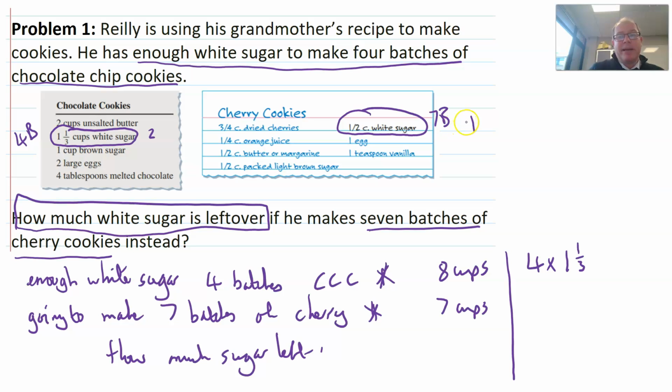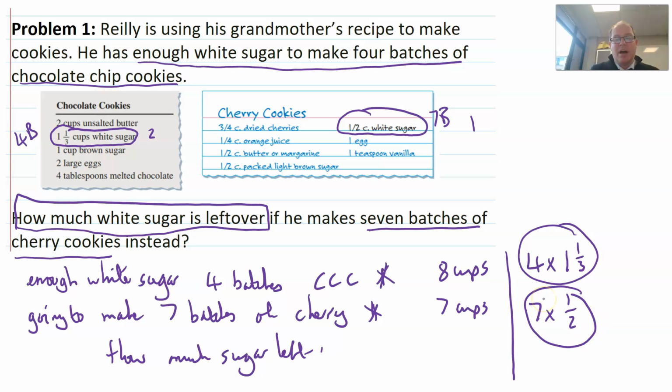Here, when I change the question to 1 cup of white sugar, I've got 7 batches, so it's 7 times 1. Now it's 7 times 1/2. So the real question is, can I work out 4 times 1 1/3? Can I work out 7 times 1/2? And then when it was the easy question, obviously I had 1 cup left over. I did 8 minus 7. Can I then subtract those 2 answers?